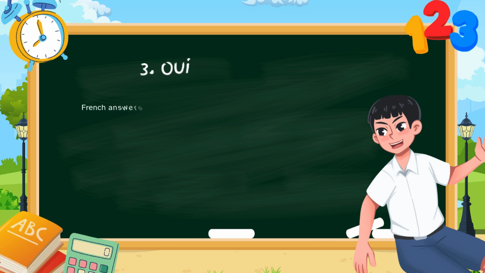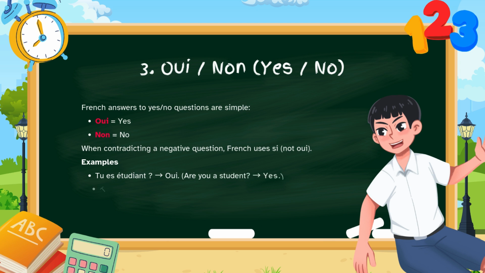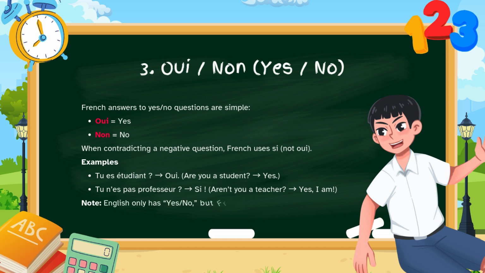Now let's talk about how to answer yes or no questions in French. In French, saying yes or no is very simple. You use the word oui for yes and non for no. For example, when someone asks, "Are you a student?" you can simply answer yes, or in French, oui. When someone asks, "Are you a teacher?" and the real answer is no, you say non.